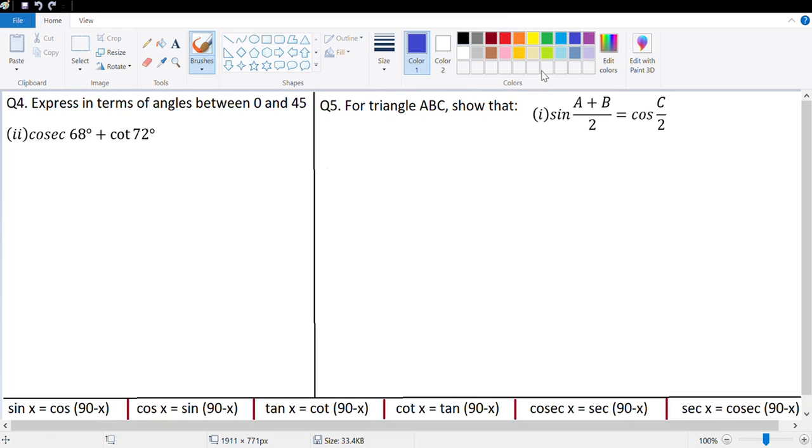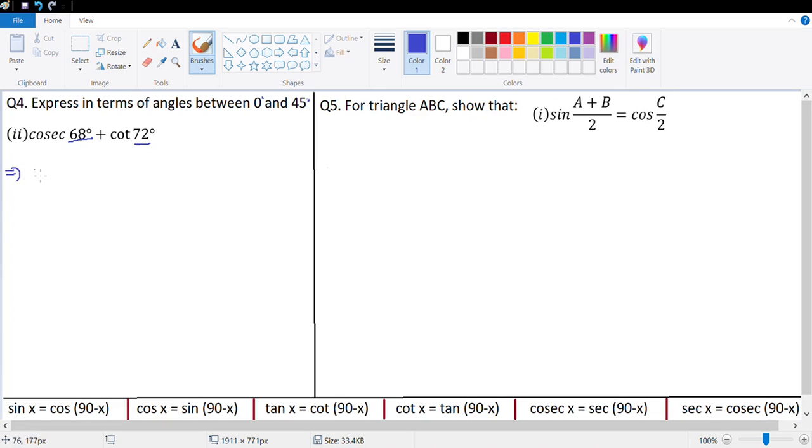Express in terms of angles between 0 degree and 45 degree. So the values given are 68 degree and 72 degree, which means I will need to write them in the form of a complementary angle, because the complementary of 68 degree would be 22 degree, and complementary of 72 degree would be 18 degree. So let's just write this in the form of complementary angle.